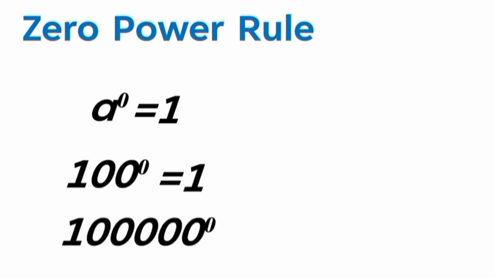The zero power rule. We have a to the power 0, or any number raised to the power 0, is equal to 1. 100 raised to the power 0 is equal to 1. 100,000 raised to the power 0 is equal to 1. Even 1 million raised to the power 0 is equal to 1. x to the power 0 is equal to 1.